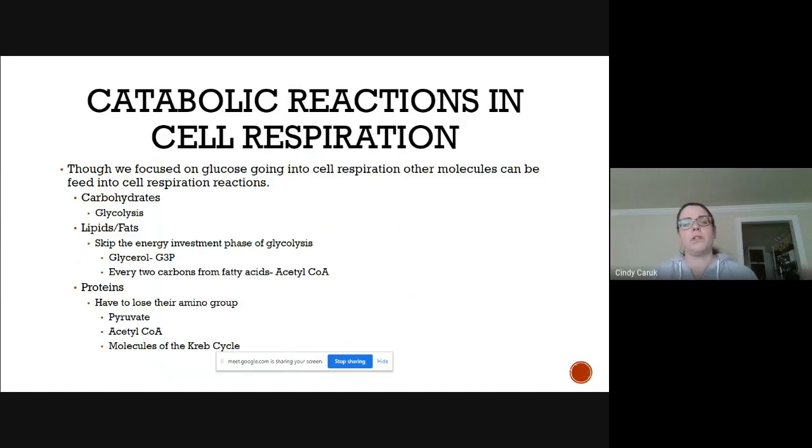For catabolic reactions, we focused on glucose, but you can have other carbohydrates go in. They would start with glycolysis. Lipids and fats skip the energy investment phase of glycolysis. Glycerol goes in as glyceraldehyde 3-phosphate, and every 2 carbons from a fatty acid can go in as acetyl-CoA. Proteins have to lose their amino group, but they can go in as pyruvate, acetyl-CoA, or molecules in the Krebs cycle. So these can also be broken down to make ATP, not just glucose.